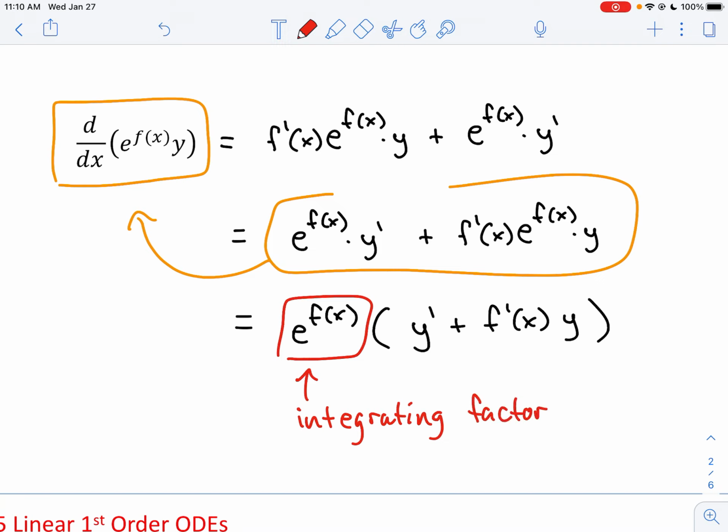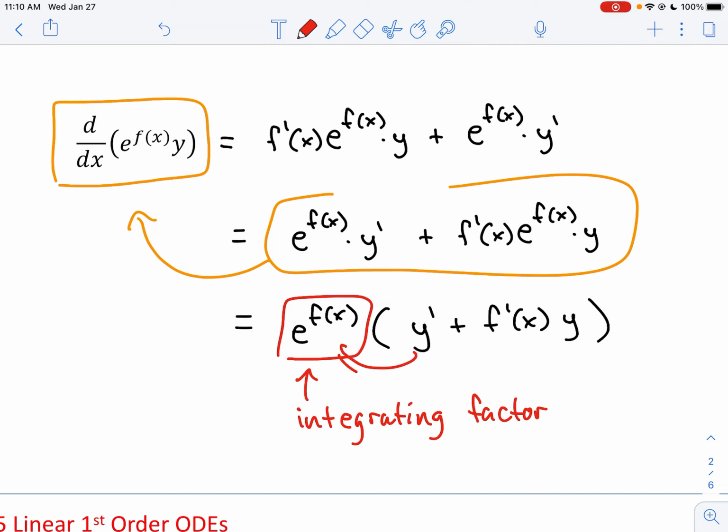We're going to have to determine that e to the f of x function, and to determine what f of x is, we're going to assume that the function we see here in front of the y is the derivative. So if we know what this function is right here, that's effectively our f prime. We'll do an antiderivative of it to know what f is.